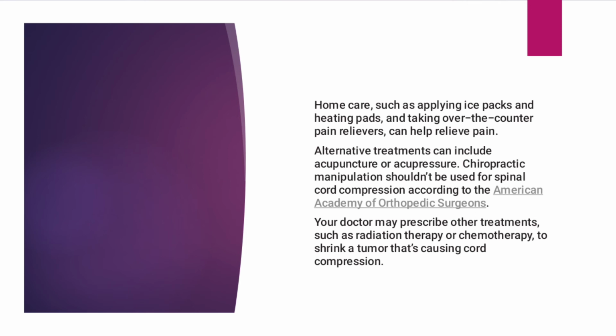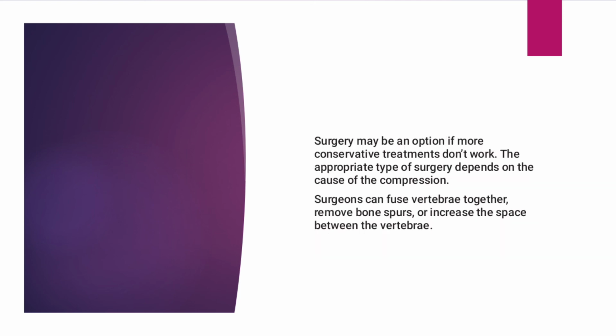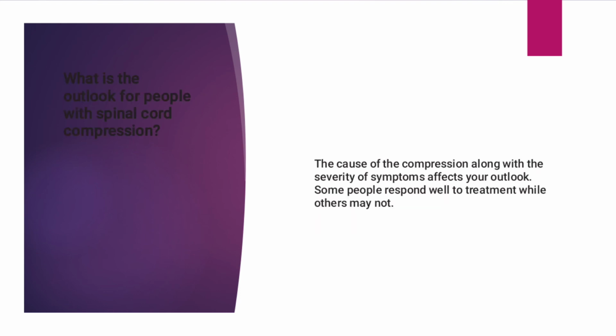Chiropractic manipulation should not be used for spinal cord compression, according to the American Academy of Orthopedic Surgeons. A doctor may prescribe other treatments such as radiation therapy or chemotherapy to shrink a tumor that's causing the spinal cord compression. Surgery may be an option if more conservative treatments don't work. The appropriate type of surgery depends on the cause of compression. Surgeons can fuse vertebrae together, remove bone spurs, or increase the space between the vertebrae.